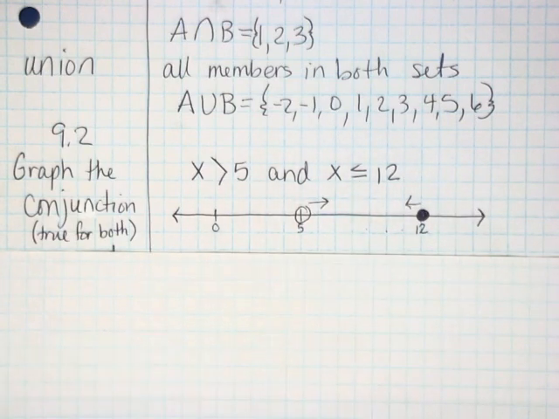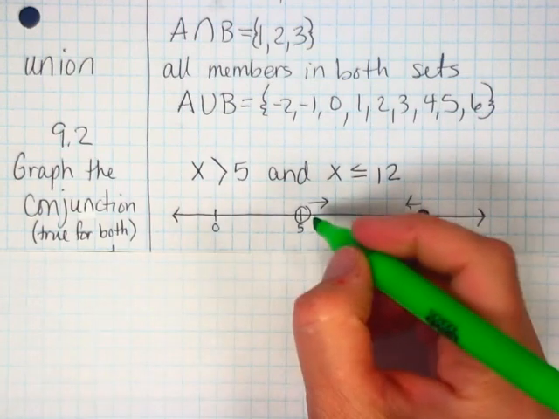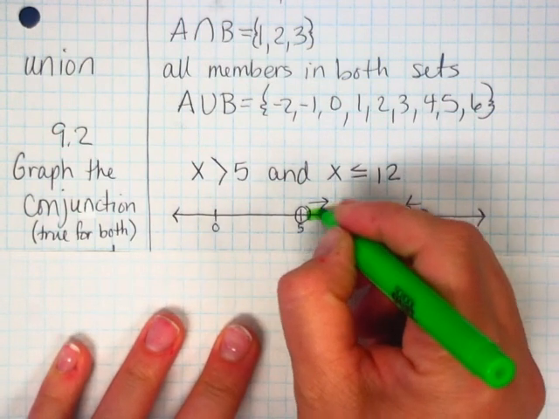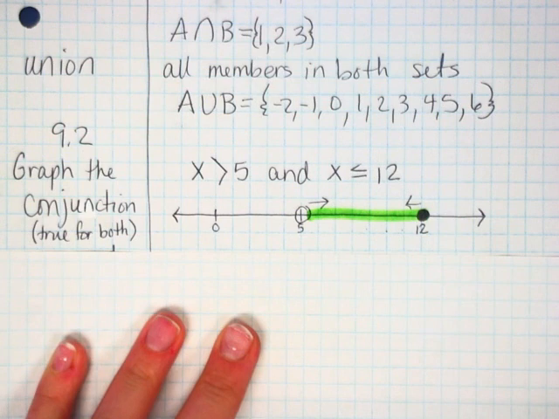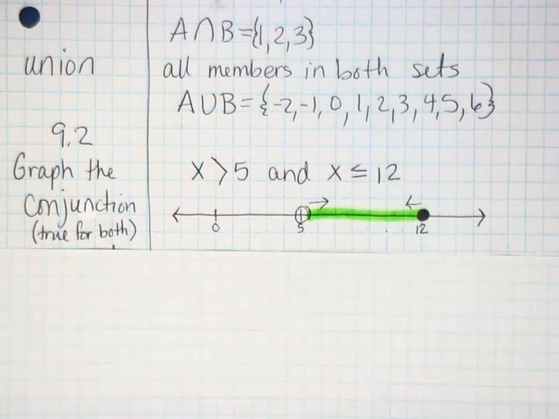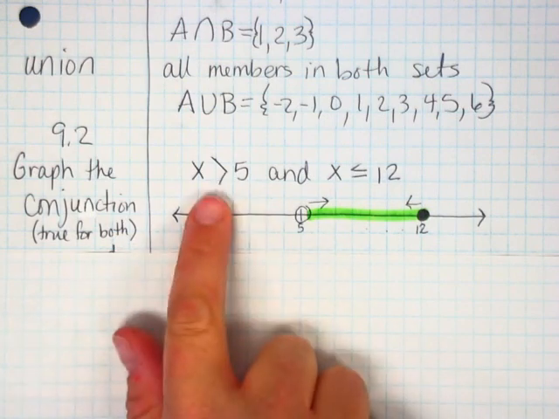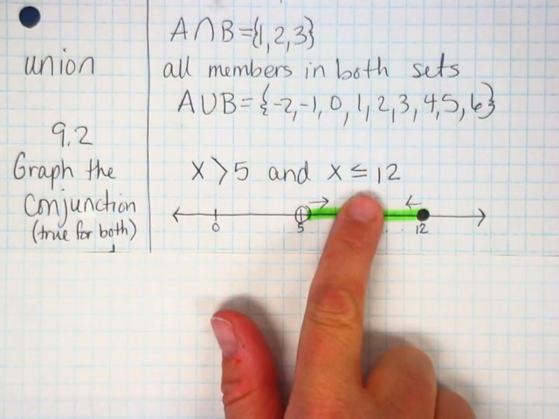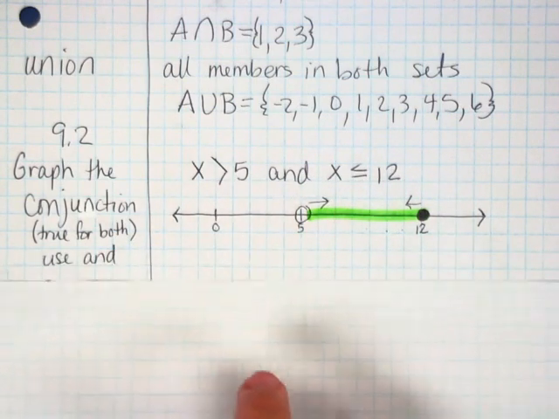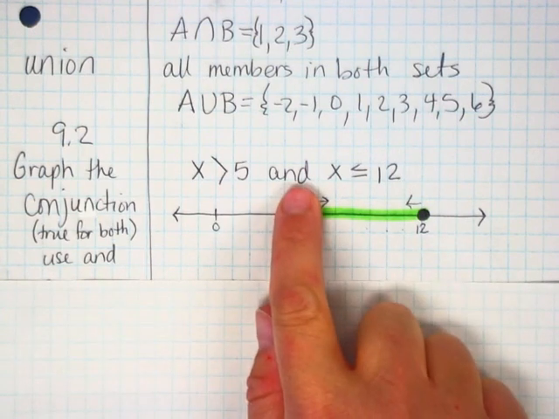Since we're looking for a conjunction, we want something that works for both of them. We're looking at right in here between the two. That's the conjunction, where it is true for both things. It's greater than 5 and less than or equal to 12. And they usually use the word and in between.